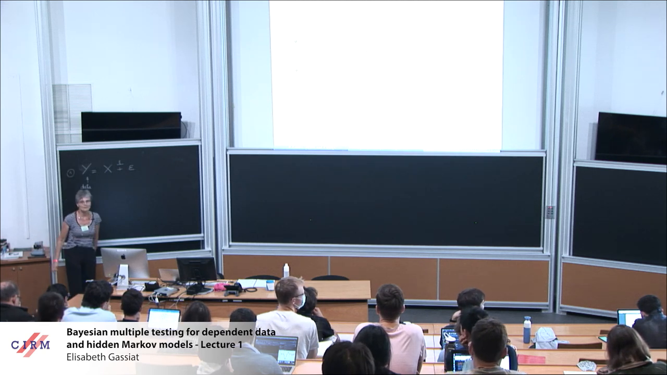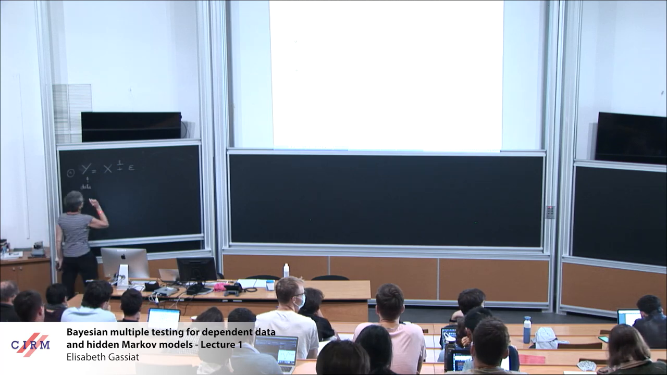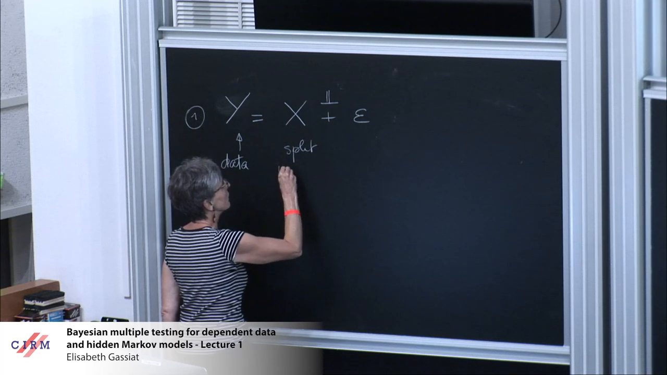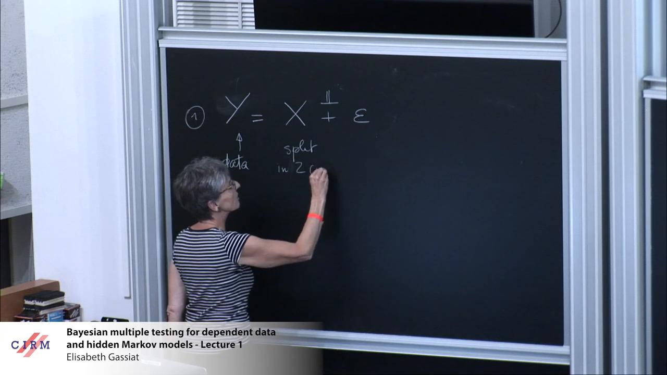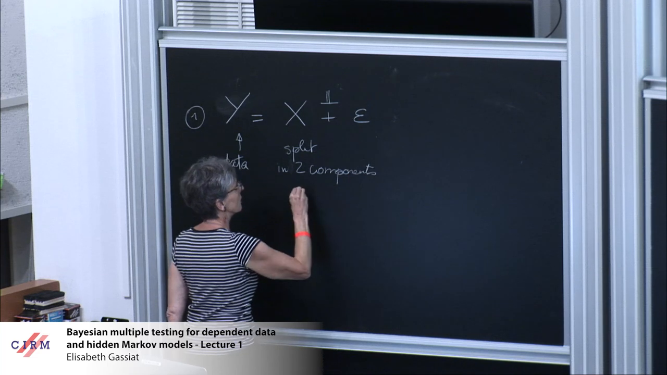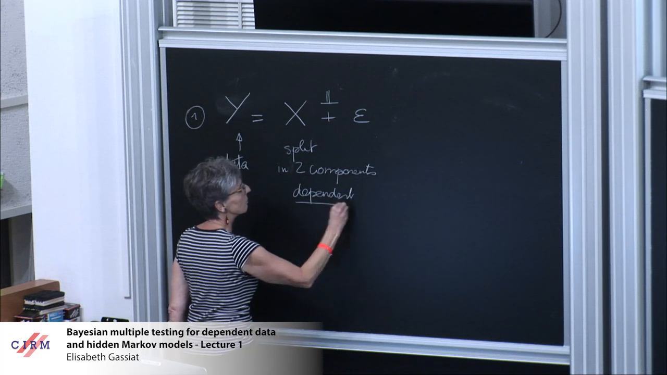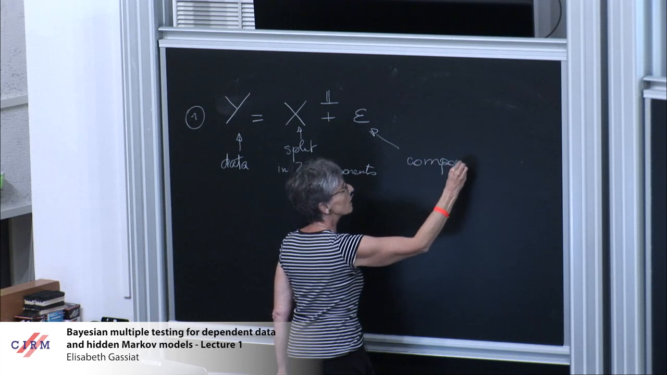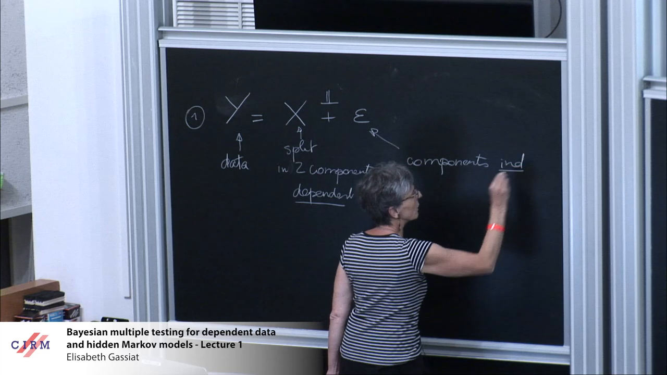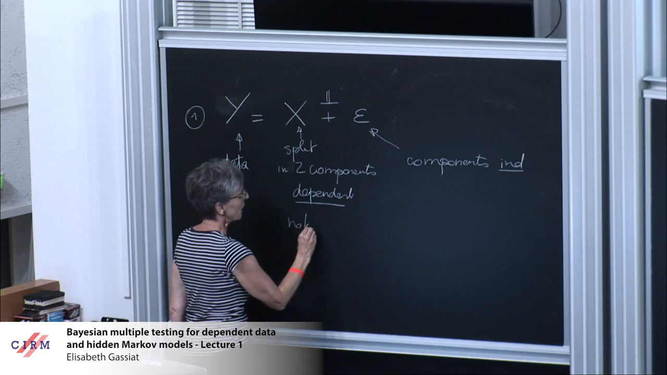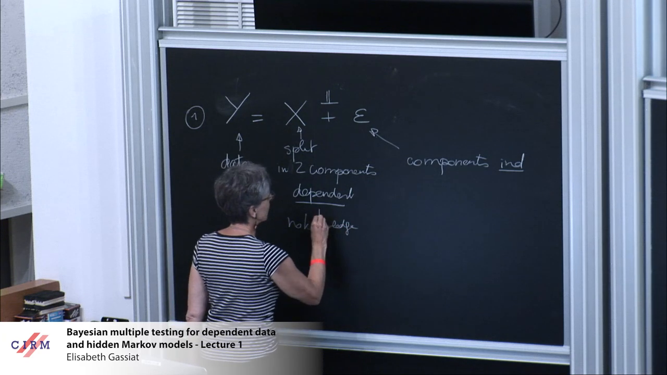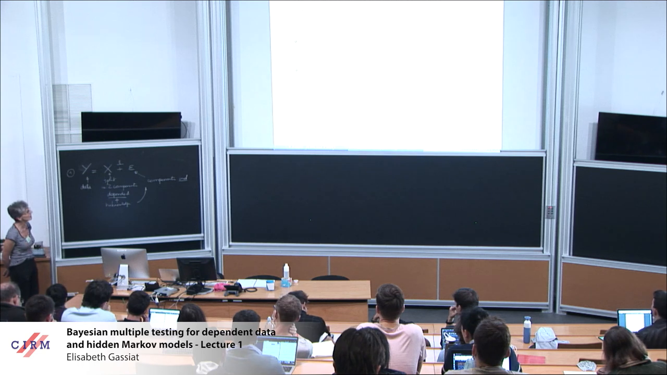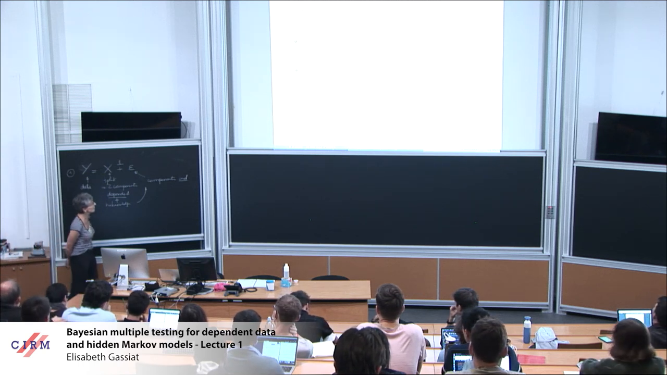And then recently, well, it was built on earlier ideas, but we have discovered that when you split your signal into components that are not independent, and in the same decomposition the components are independent, then you can recover everything without any knowledge either of the signal or of the noise. So putting some dependence on this model allows you to recover everything without any knowledge.